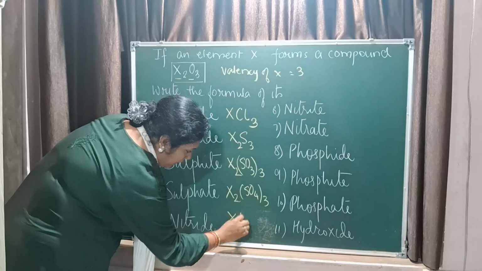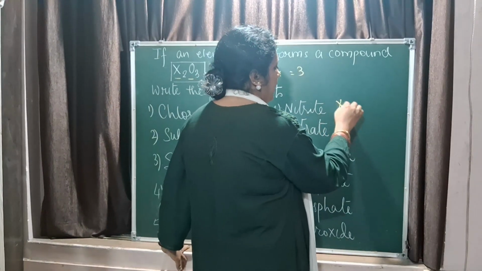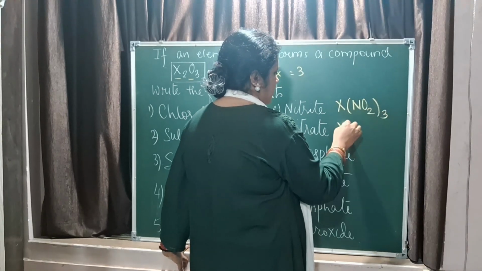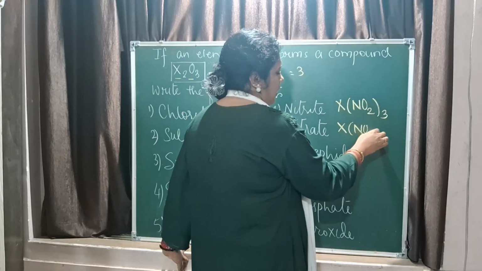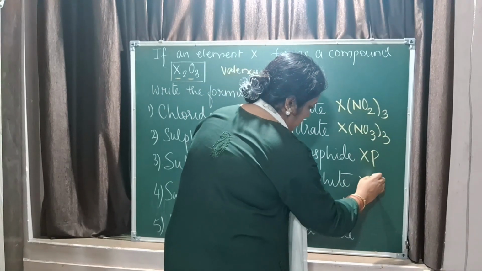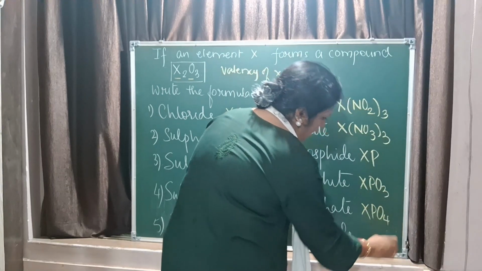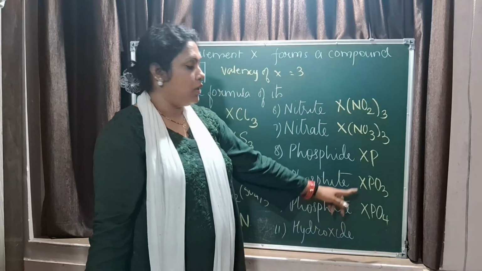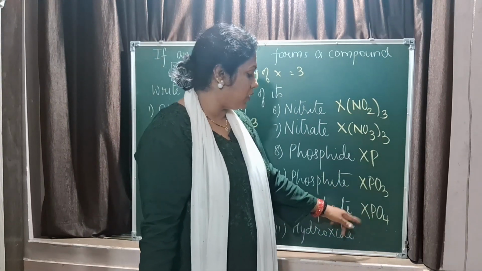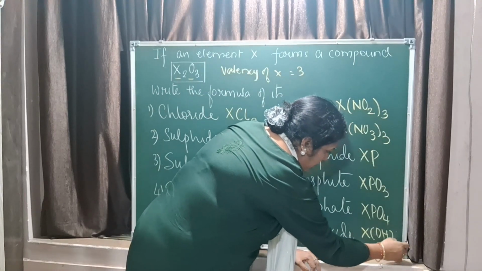Nitride, 3 and N also 3, so XN. Nitrite, X(NO2)3, whole thrice. X(NO3)3, whole thrice. XP, X PO3, X PO4. Why? Because phosphide and phosphate valency is 3. Okay. Hydroxide, X(OH)3, whole thrice.